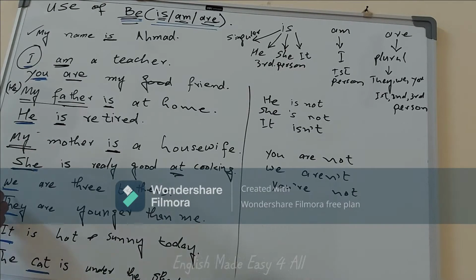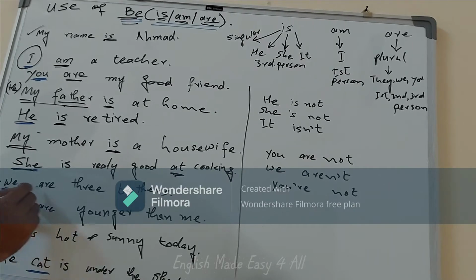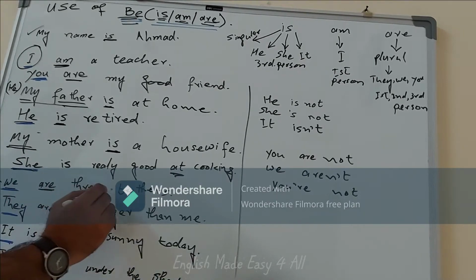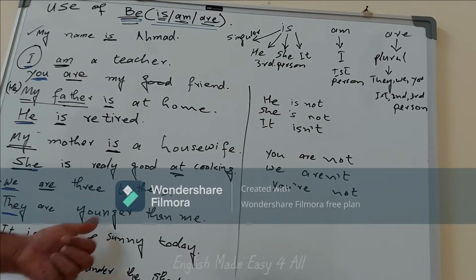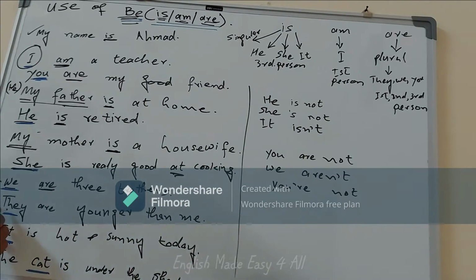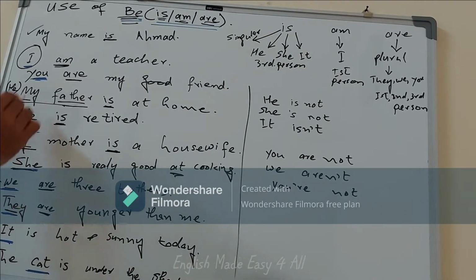And we are three brothers. Again, you see here, we are three brothers. And when I talk about my brothers, they are younger than me. They. So with they, we use are. And with you, we use are. So with the plurals, we use are. With the singulars, we use is.